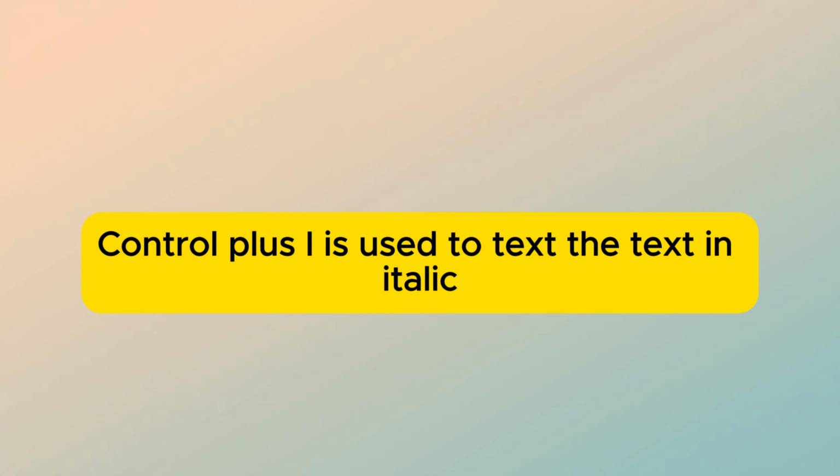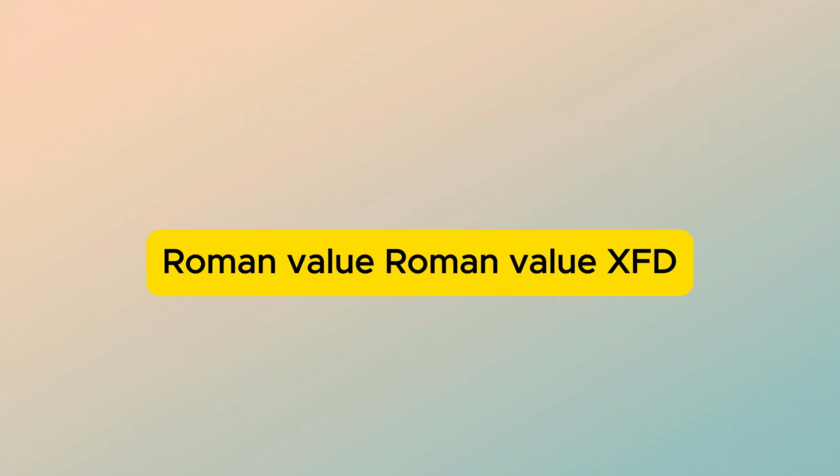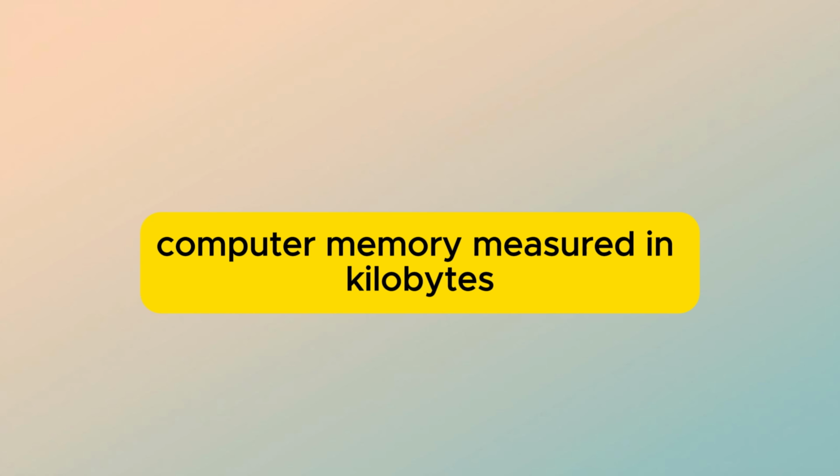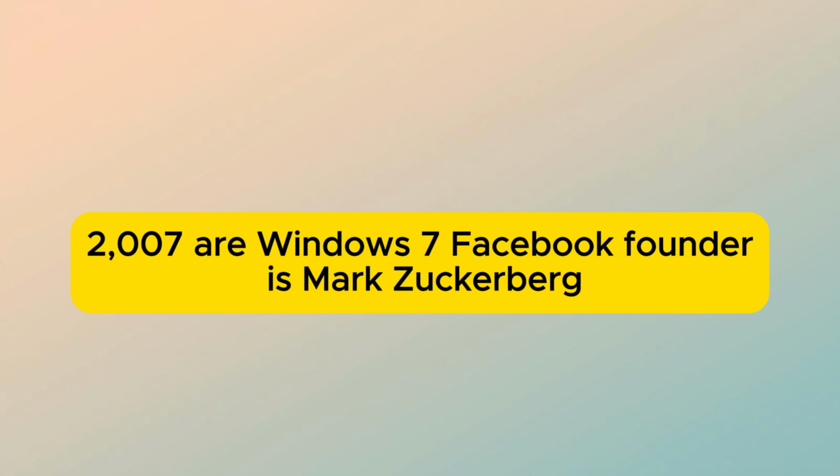Italic text: Control plus I is used to make text italic. Excel: 16,384 is the maximum number of columns we can insert in Excel. Roman value XFD. Computer memory is measured in kilobytes. News gadgets is not available in MS Windows 2007 or Windows 7. Facebook founder is Mark Zuckerberg.